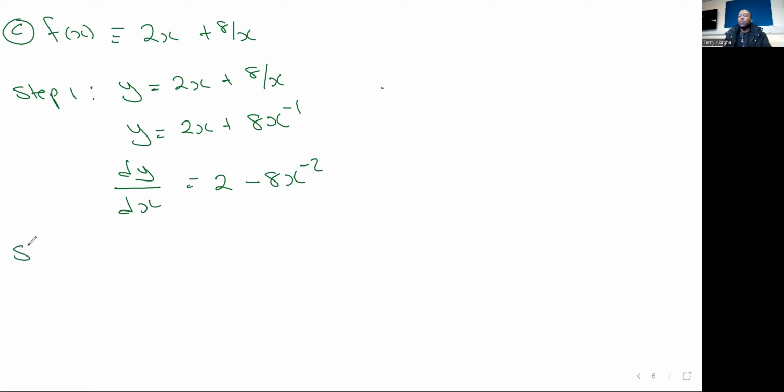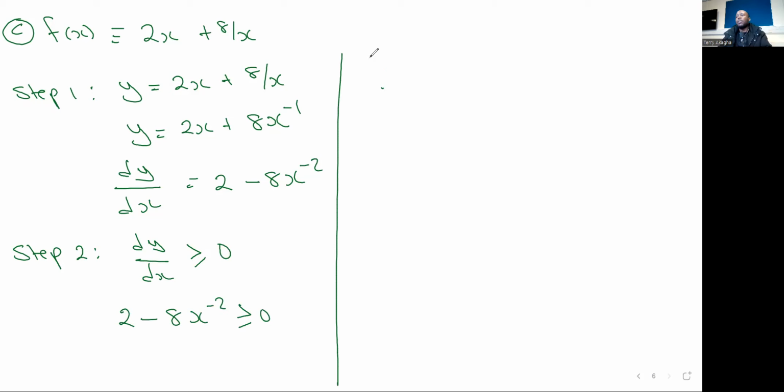Now, step 2, we're told it's an increasing function, because the question said increasing. So for it to be increasing, dy over dx must be greater than or equal to 0. Remember, if it was strictly increasing, it would be greater than 0. But because it was just increasing, it's greater than or equal to 0. So that means 2 minus 8x to the minus 2 is greater than or equal to 0. Step 3, we now simplify, which I believe you can do now.